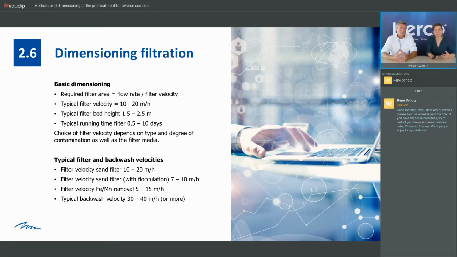And for iron manganese removal, it depends a lot on the chemistry. We'll see that in the next chapter. Yeah. So there it's very approximately between 5 and 15 meters per hour. You have seen for our HEF filters that it's given as 12. Exactly. When you do the backwash, of course, you have to be faster because you want to take out all the dirt that has accumulated on the filter. So typical velocities for us would be 30, 35, 40 meters per hour.